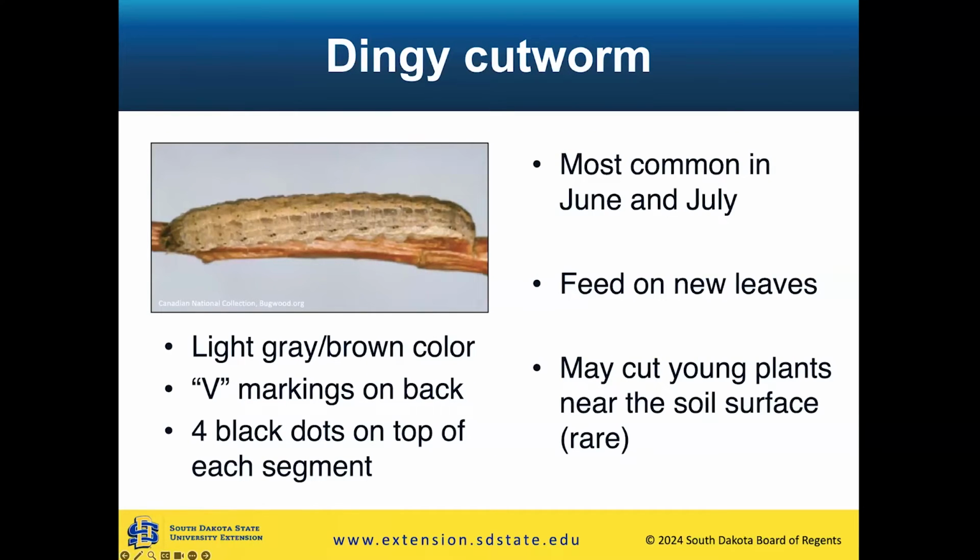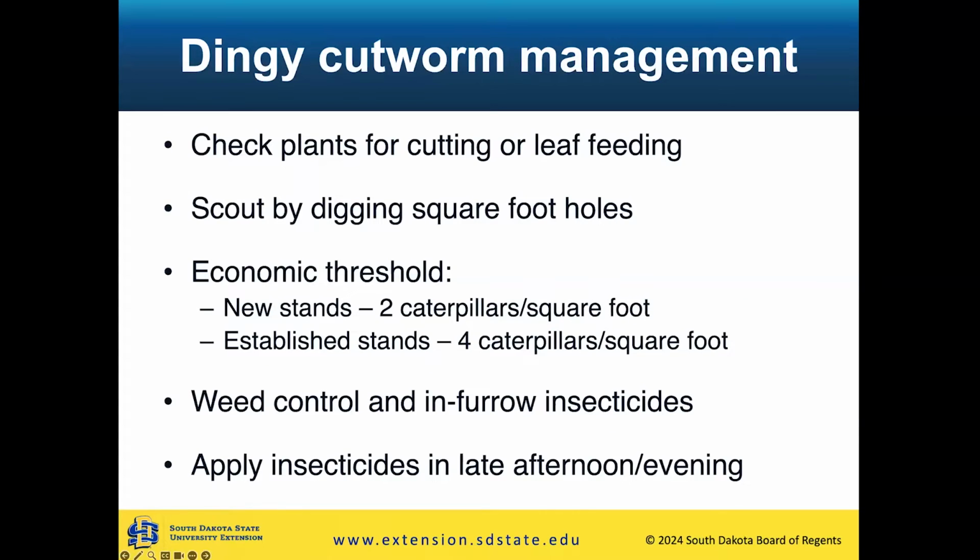And then dingy cutworm is the other one here. This is more of a light grayish brown cutworm, and very similar, that they'll show up a little bit later in the season, a couple generations at least there, and they can cut the plants as well. And similar management with these also.